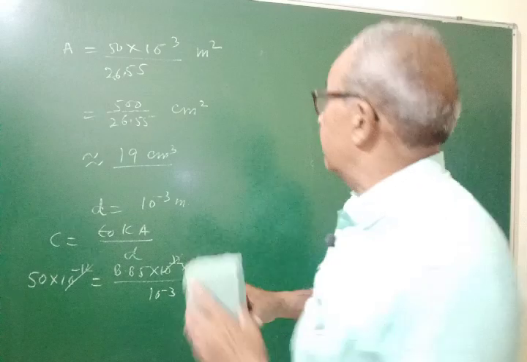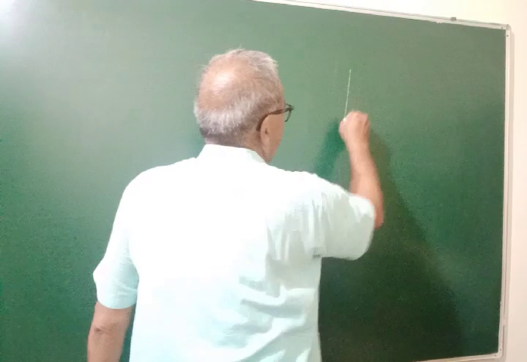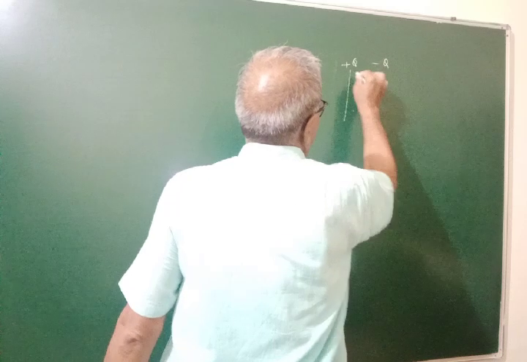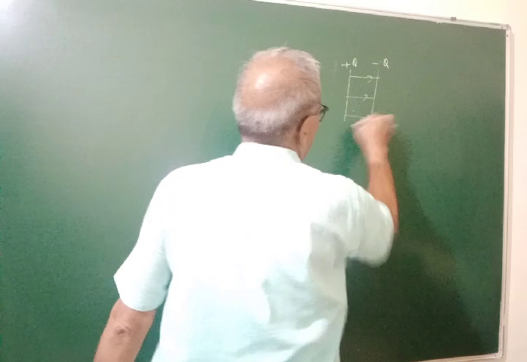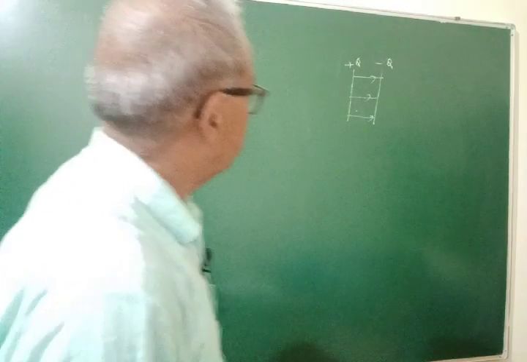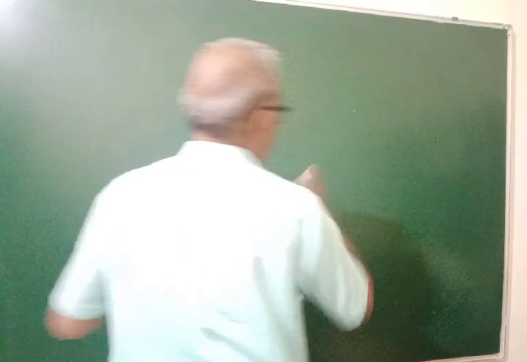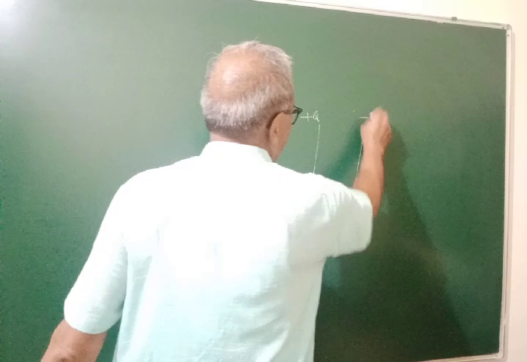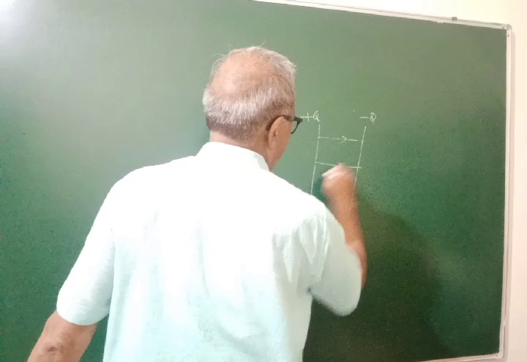Now there is another question here from NCERT. The plates of a parallel plate capacitor have charge plus Q and minus Q, and there exists an electric field E. So what is the force between the plates? Force of attraction, you know, unlike charges. Let me draw the figure. These are the plates of the parallel plate capacitor. This has plus Q charge, this has minus Q charge, and you know there exists an electric field E.